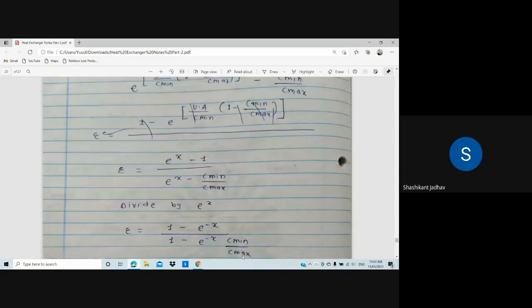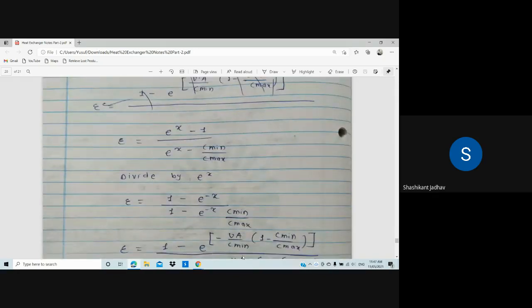Okay, so now we have to consider that bracket term as x. The bracket term, whatever term is there in the e raised to something, instead of that we have to write down x. Okay, so U into A divided by C minimum into bracket 1 minus C minimum upon C max, instead of that we have to write down x. Okay, so therefore epsilon is equal to what? Epsilon is equal to e raised to x minus 1 divided by e raised to x minus C minimum upon C maximum.